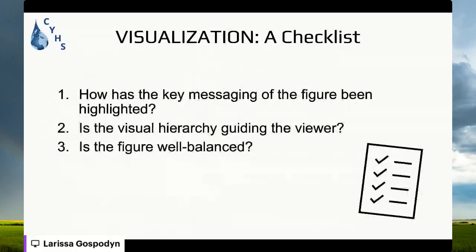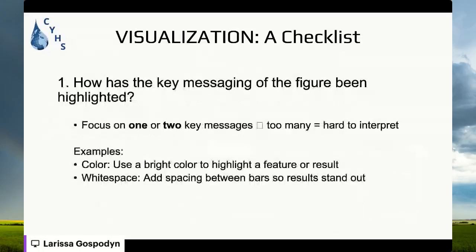So that brings us to kind of a final little checklist. So now that we're all thinking about aesthetics, the first thing we will think about is how the key messaging has been highlighted. The second is looking at visual hierarchy. So what are you looking at first? What is the most important? Where do your eyes go next? And then the third is looking at how the figure is balanced, if you have white space. And again, this does depend on the use, whether it's for a publication or whether it's for a presentation. So just getting a little more things to think about.